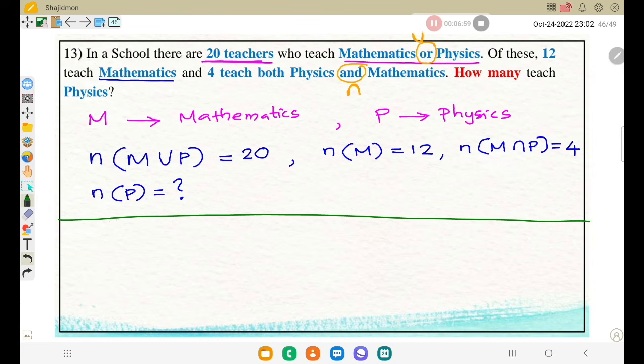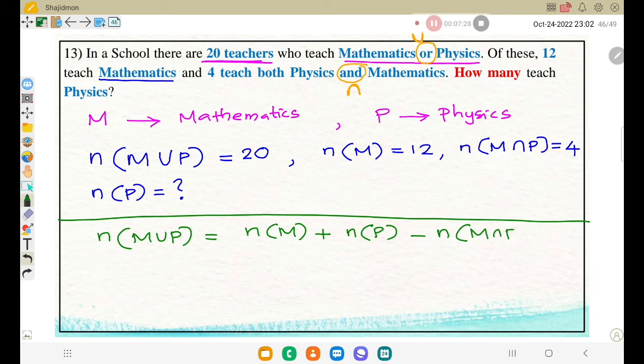We studied one rule, relation connecting union and intersection. What was that rule? Number of A union B. Here instead of A, here M. Instead of B, here P. Mathematics and physics, correct? So number of M union P equals number of elements of M plus number of elements of P minus number of elements of M intersection P, correct? You remember that rule, I hope.